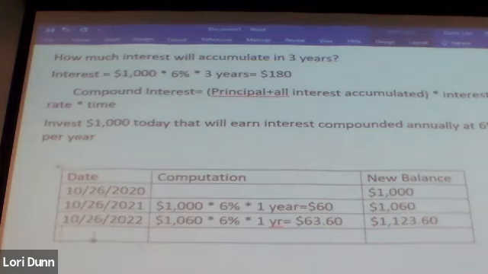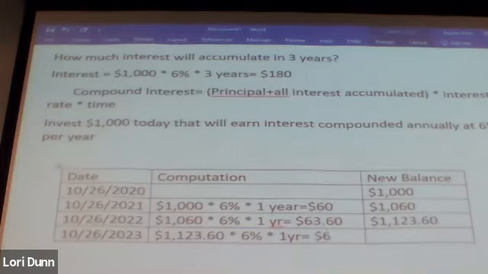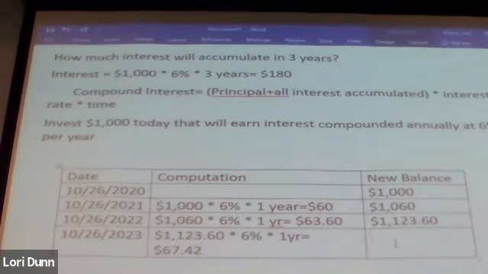Going into year 3, our last year, how much interest will we calculate? Under compounding, take the new balance of $1,123.60 times 6% times 1 year. And I get $67, I'm going to round it, and 42 cents. So now, at the end of the third year, 1123.6 plus that new interest of 67.42. Whoa. The balance in the account is $1,191.82.